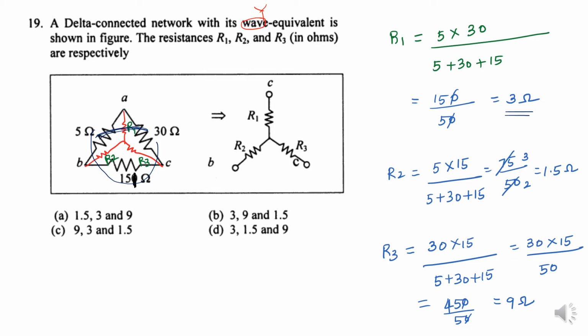R2 is multiply the adjacent resistance 5 into 15 divided by the same 50. 75 by 50, that is 1.5. Then R3 is 30 into 15. Summation, that is 50. 450 divided by 50, that value is 9 ohm. 1.59 ohm is the correct answer. Option D is the correct answer.